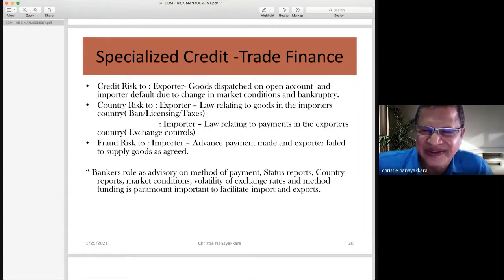So I will put the customer E as the exporter, and he banks with a bank in his own country. We call it Bank B. So customer I banks with Bank A in Sri Lanka, and customer E banks with Bank B in Japan.